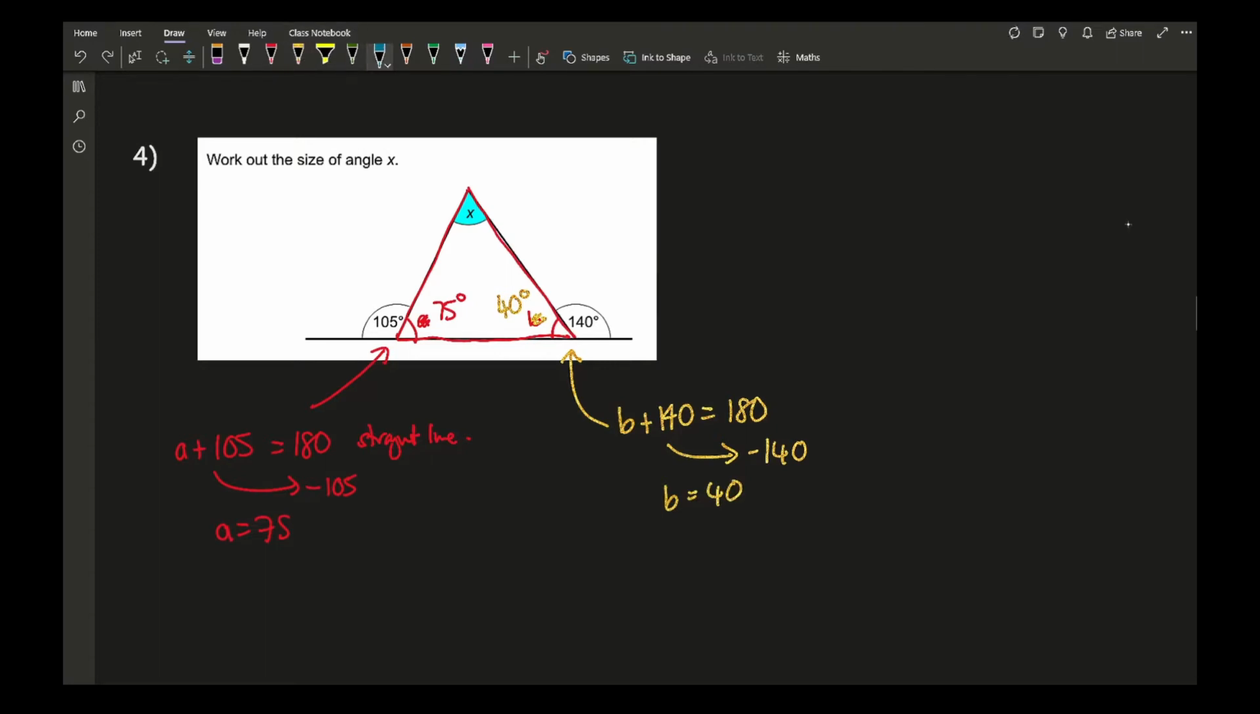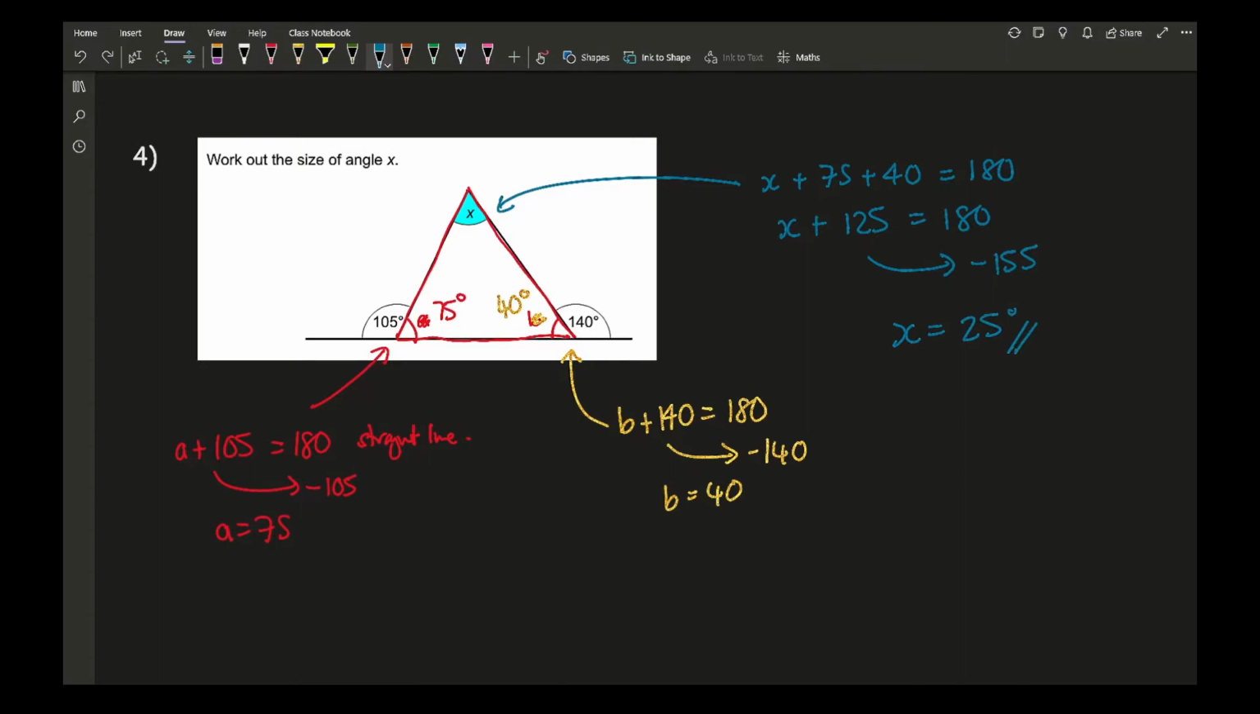So now to work out x, I've got the two missing angles. So x plus 75 plus 40 adds up to 180. Here I've got x plus 125, and I don't know why I put that little mark there, so let's get rid of it, equals 180. Then the opposite of adding 125 is to take away 125. So x is going to equal 25 degrees, and there is my final answer.